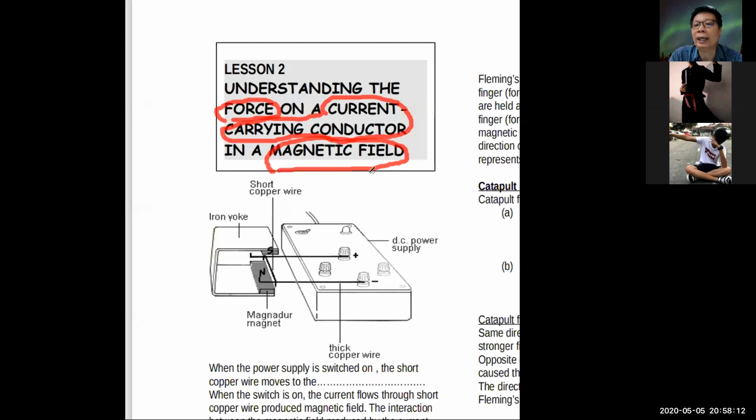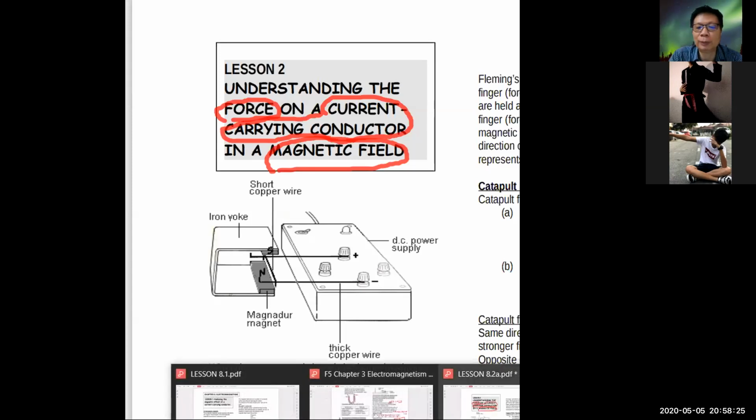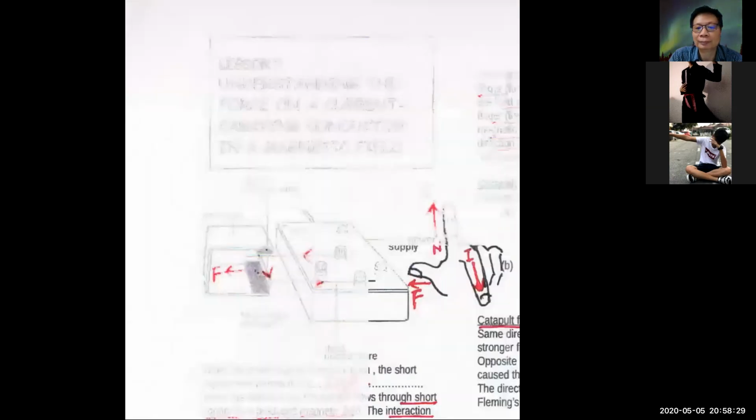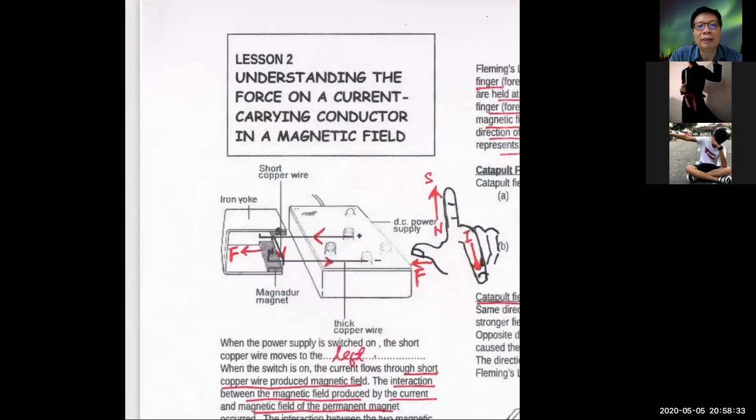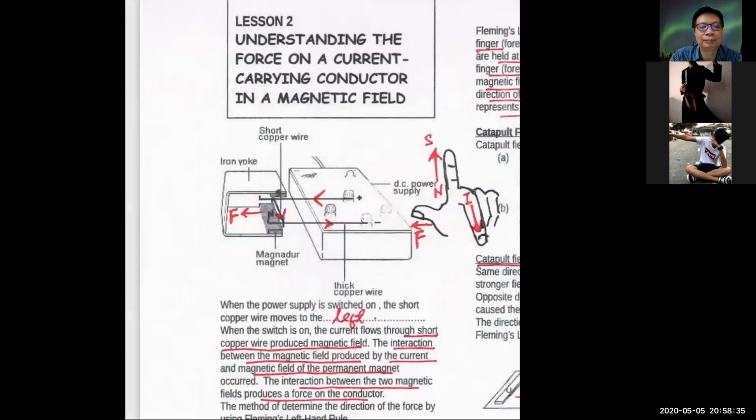Okay, please get the meaning. When current flows in a wire inside a magnetic field, a force is produced. Understand? Okay, come. Let's look at the paper now. I'm going to explain very, very slowly. Okay, first is this one. Look at this diagram.